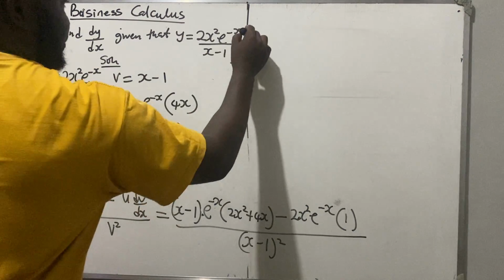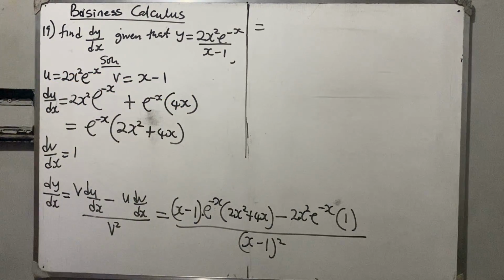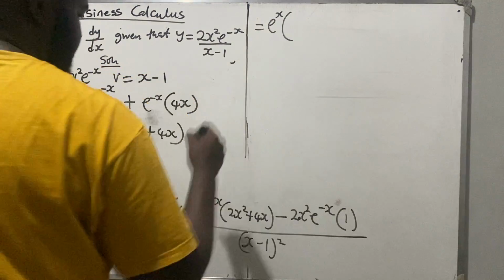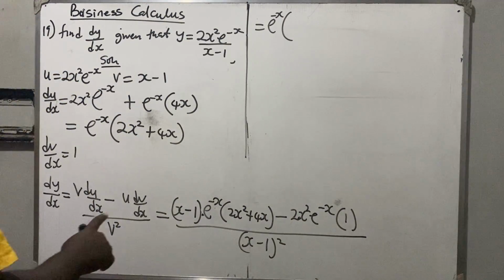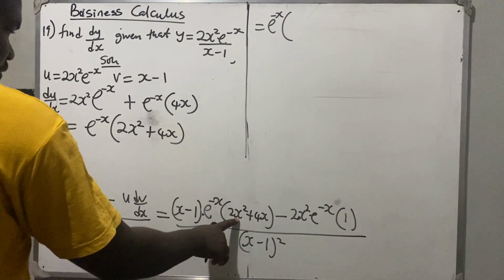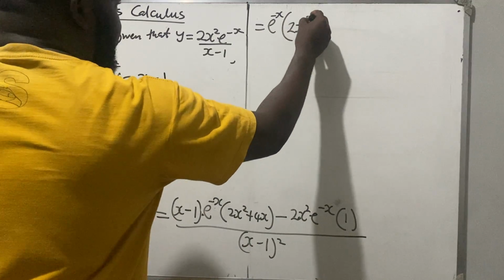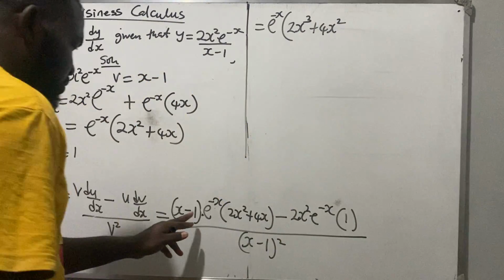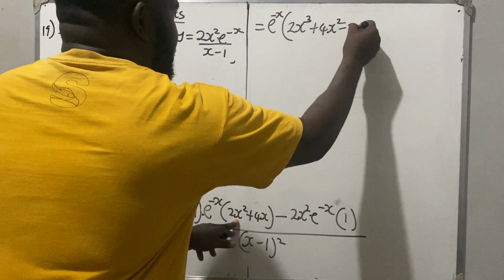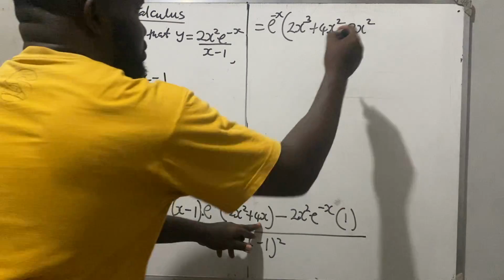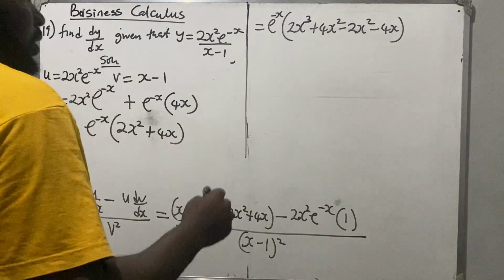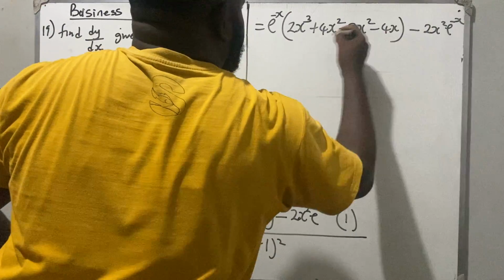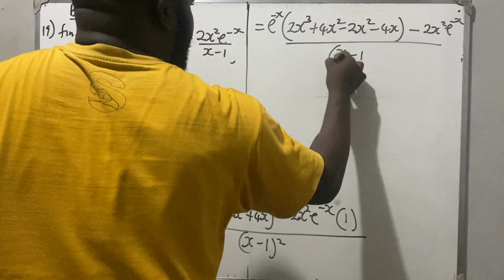So if you permit me to continue here, if we clear the bracket here, let us use this one and multiply this one first. So exponential minus x is still there. So I'm going to have this times the first one to give you 2x raised to power 3. This times the next one to give you 4x squared. So minus 1 times this one to give you minus 2x squared. Minus 1 times this one to give you minus 4x. Then minus 2x squared exponential minus x. Then all over x minus 1 all squared.